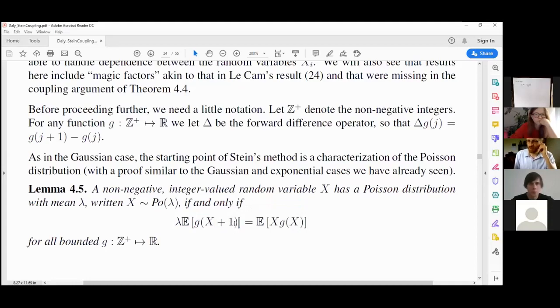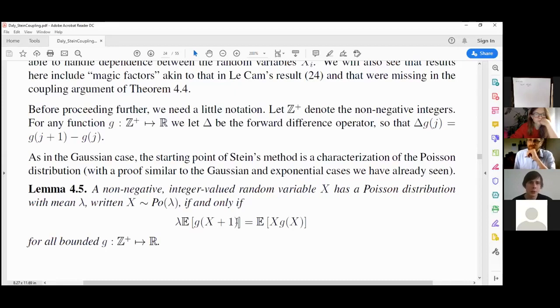And more or less, I want to spend the vast majority of the time that we've got today using this size biasing idea to give explicit Poisson approximation results.